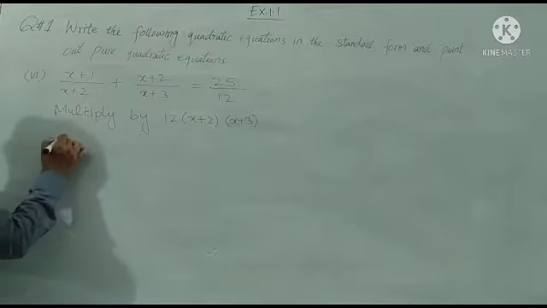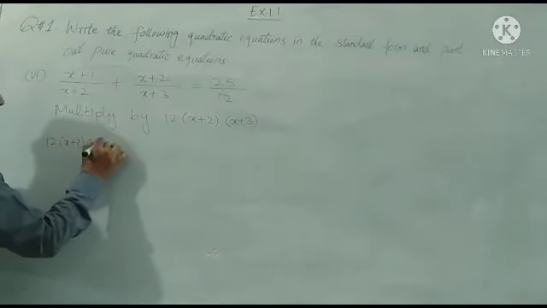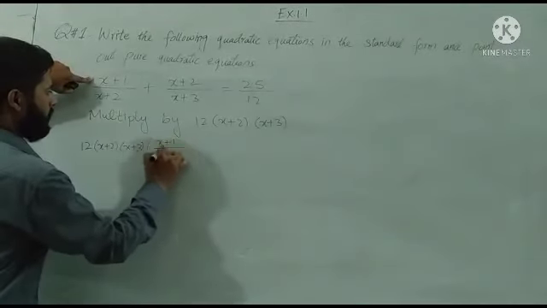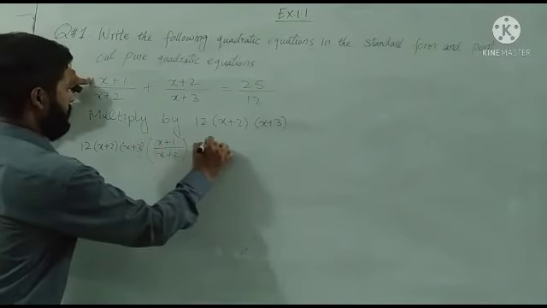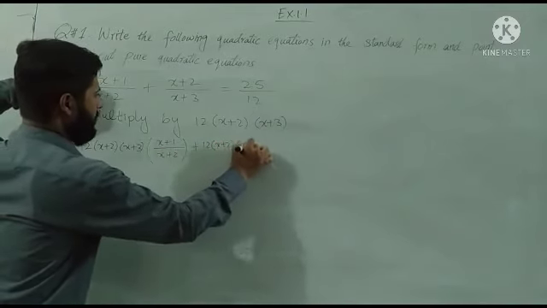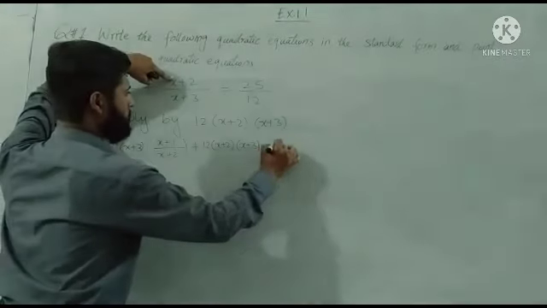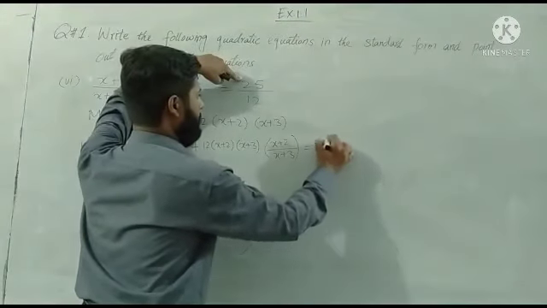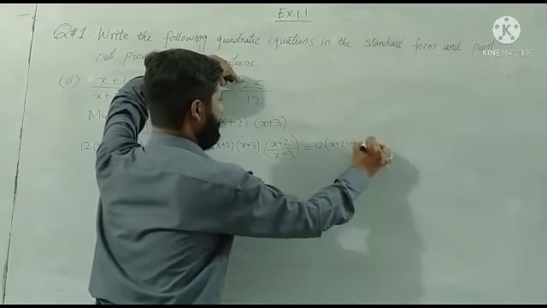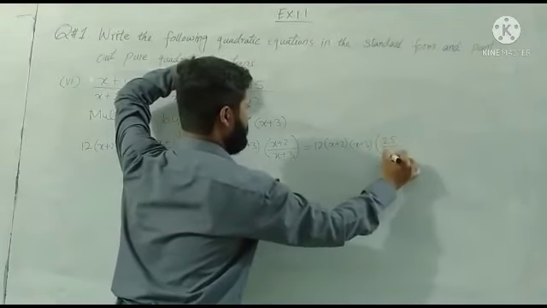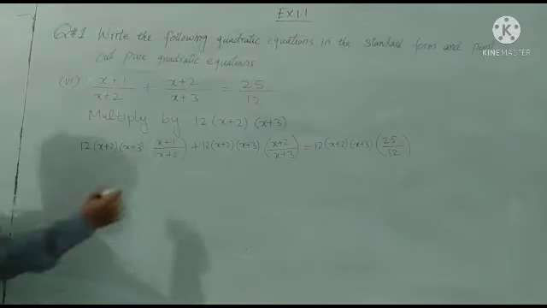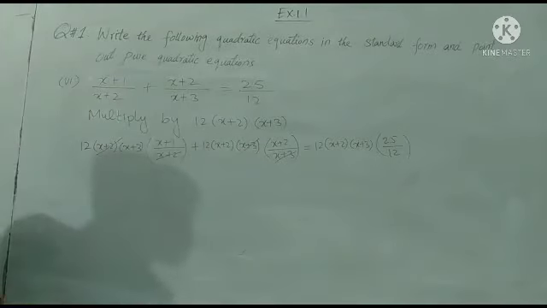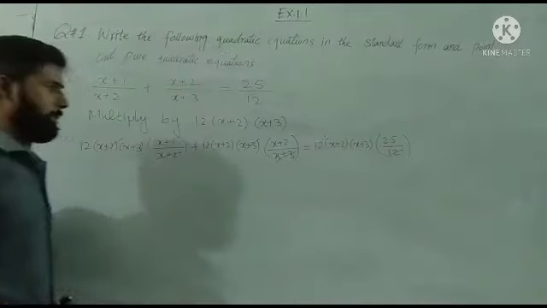So we will write here 12 into x plus 2 into x plus 3 multiply by this value x plus 1 over x plus 2, and plus 12 into x plus 2 into x plus 3 multiply by this value x plus 2 over x plus 3, and 12 into x plus 2 into x plus 3 multiply by this value 25 over 12. Now x plus 2 will cancel with x plus 2, this x plus 3 will be cancelled with x plus 3, this 12 will be cancelled with 12.